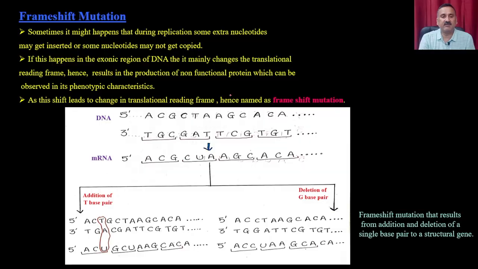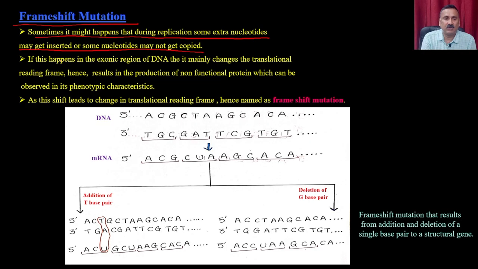Then you have the frameshift mutations, right. So, sometimes it may happen that during replication some extra nucleotide gets inserted or does not get copied. So, you can have either the addition of extra nucleotides, or the deletion of some nucleotides, and in both of these cases it is going to cause the frameshift mutation, right.